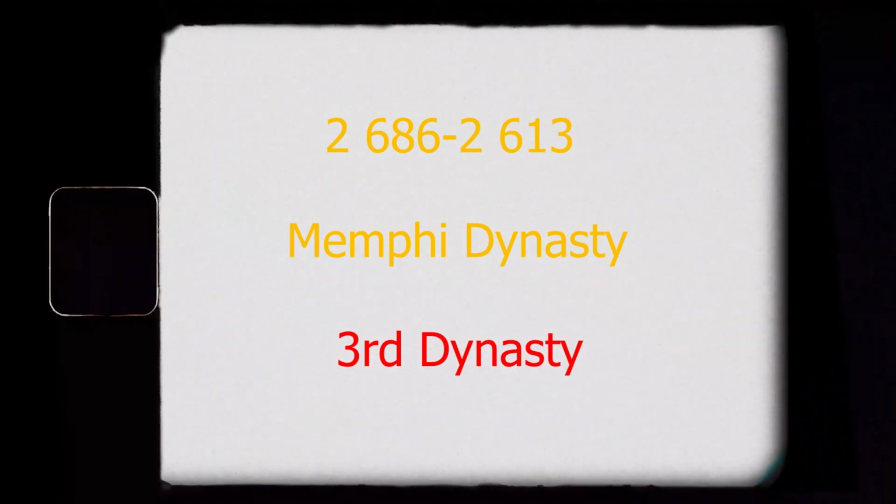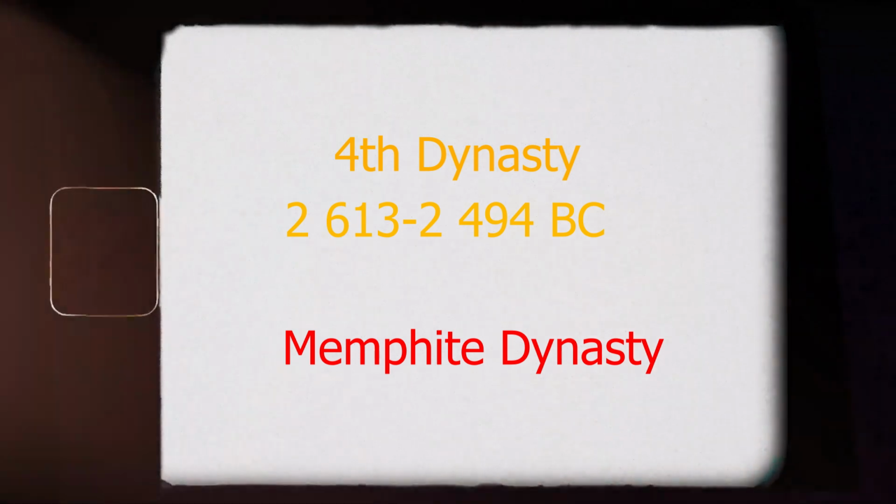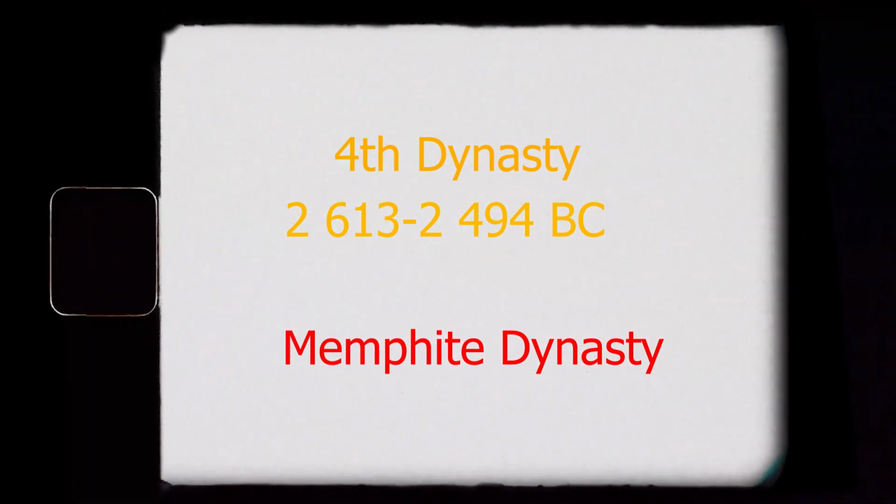The third Kemetic dynasty, also known as the Memphite dynasty, is the period during 2686 years to 2613 years before Christ is born. Here we see the rule of King Sanakht during the fourth dynasty, between the years 2613 and 2494 years before Christ was born, also during the Memphite dynasty.